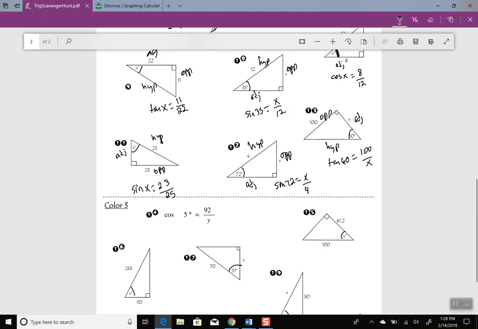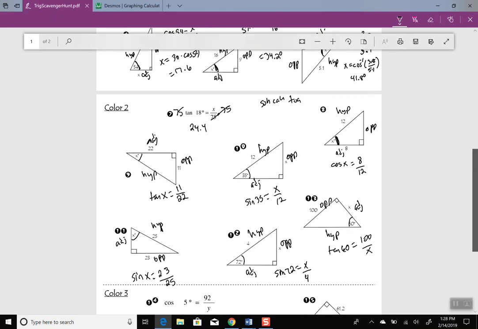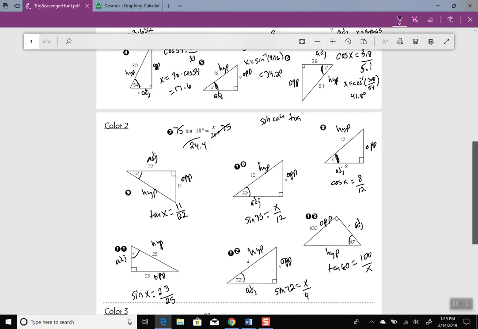Right. So let's see, we had 24.4 for that one. We have number 8, I need to do the inverse cosine of both sides. So inverse cosine of 8 divided by 12 gets you 48.2 if you round.